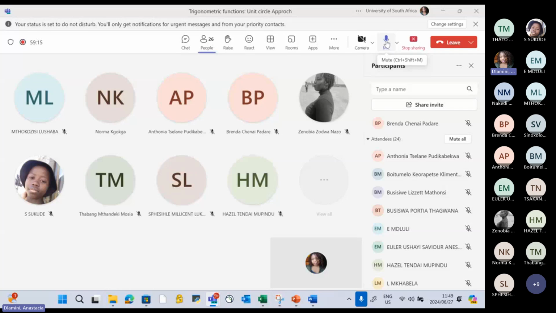Guys, I don't know where I put my pen. I want you to change all the special angles: 30 degrees, 60 degrees, 45 degrees, 90 degrees, 180 degrees, 270 degrees, and 360 degrees. These are the segments on the unit circle. I want you to change them into radians because we're dealing with radians. Those are special angles that you need to know by heart.